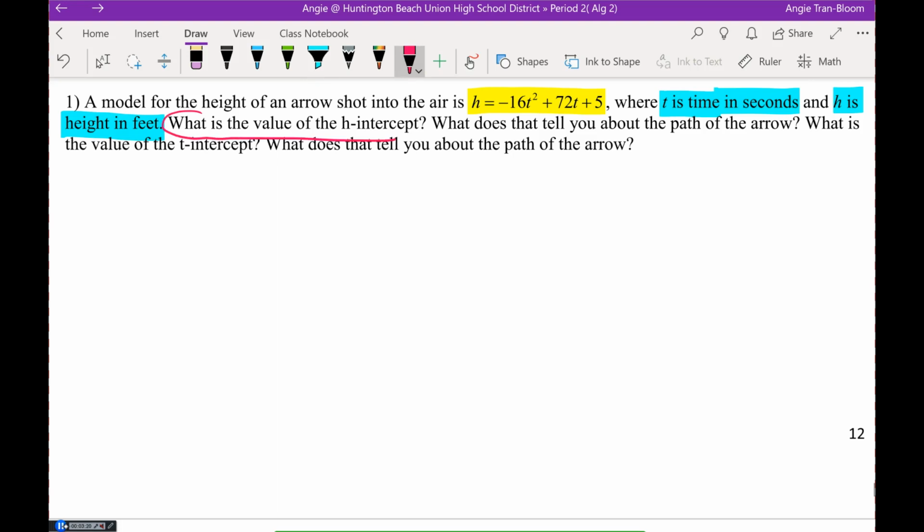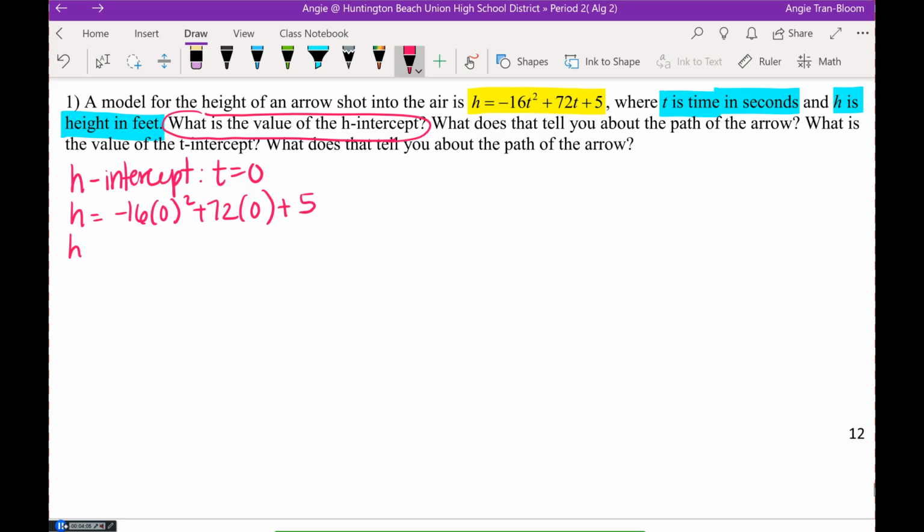So let's find the first answer. What is the value of the H-intercept? How do we find that? How do we find the H-intercept? Set t to 0. The H-intercept is when the other variable is 0. Instead of x and y, we're just using h and t. So the H-intercept is when t equals 0. All right, let's plug it in. H equals negative 16 times 0 squared plus 72 times 0. Everything's really 0 except what? 5. So h comes out to be 5.